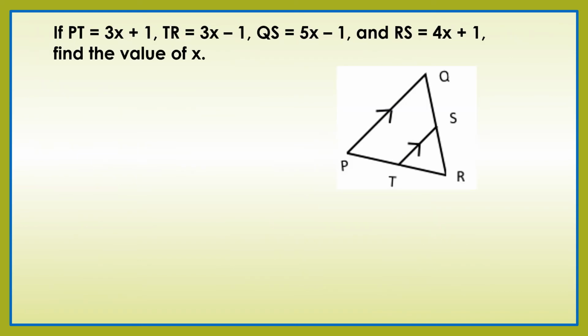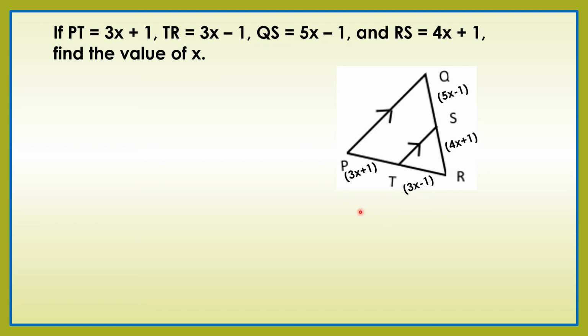Let's have here the last example. If PT is equal to 3x plus 1, TR is equal to 3x minus 1, QS is equal to 5x minus 1, and RS is equal to 4x plus 1, find the value of x. So, let us label the given figure. Ang PT natin ay 3x plus 1, ang TR natin ay 3x minus 1, QS natin ay 5x minus 1, and SR is equal to 4x plus 1.